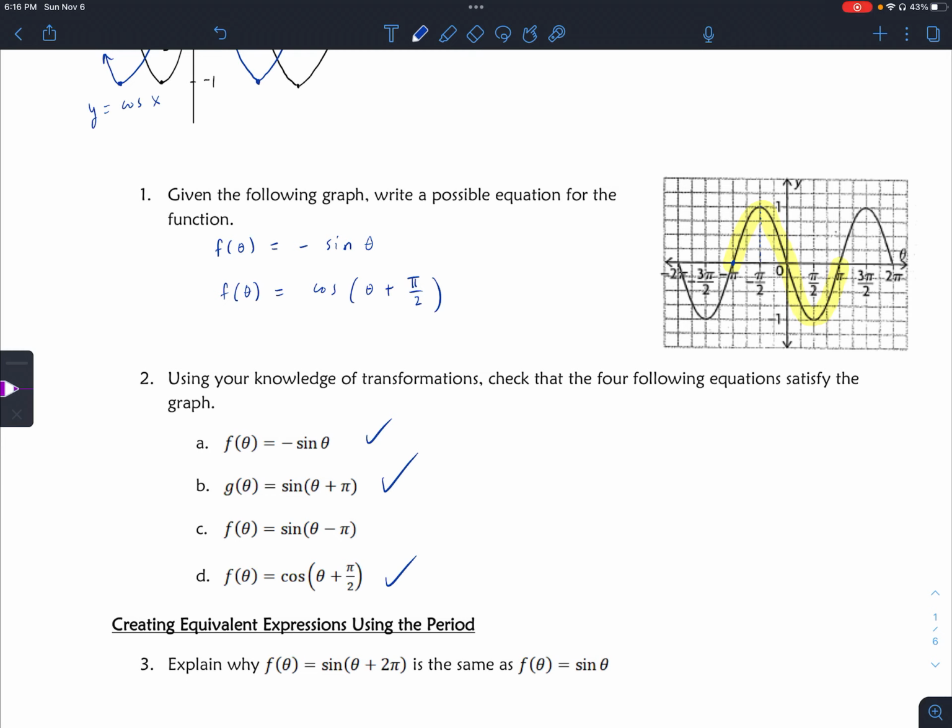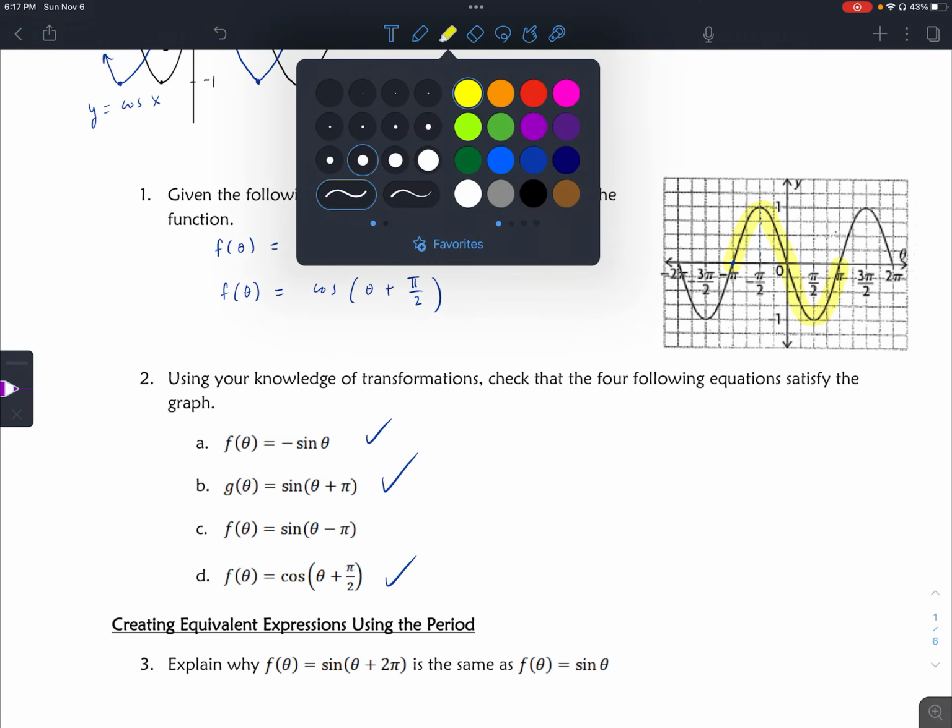But then we just have to check C as well. So f of theta is equal to sine theta minus pi. So this means that it's being translated pi units to the right now. And we can see that that's going to work as well, actually, here.